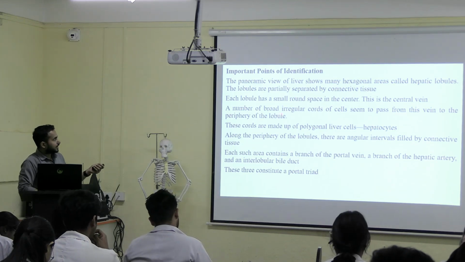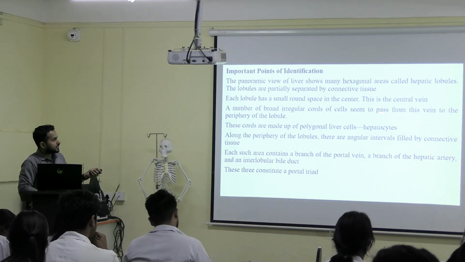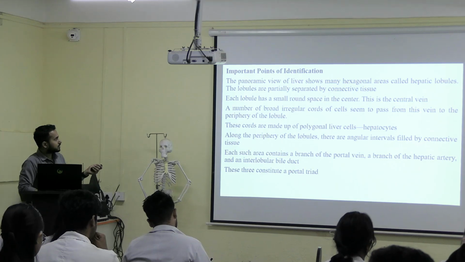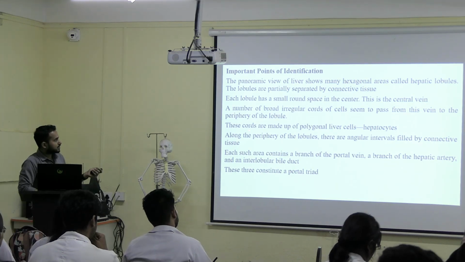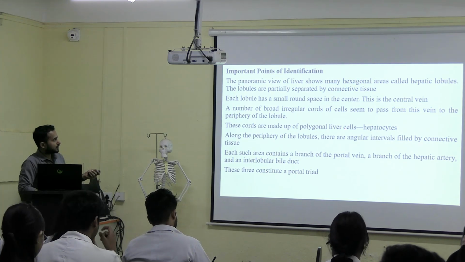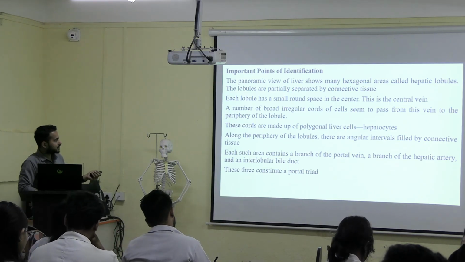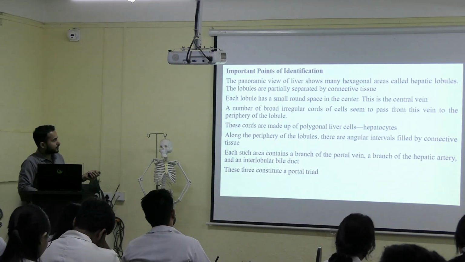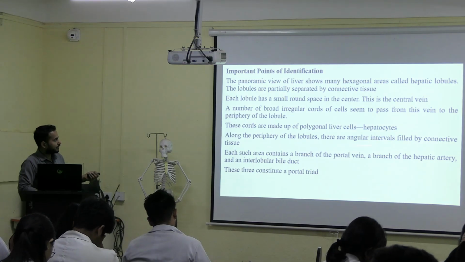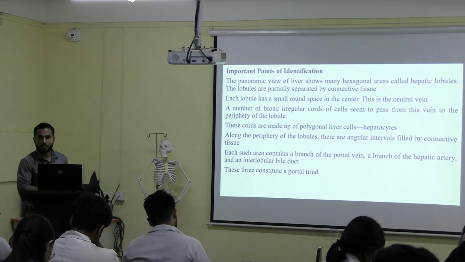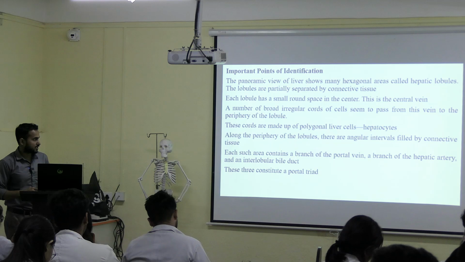Next, irregular cords of cells seem to pass from this vein to the periphery of the lobule. These cords are made up of polygonal liver cells, which are called hepatocytes. Along the periphery of the lobules, angular intervals are filled by connective tissue where the portal tracts are present.